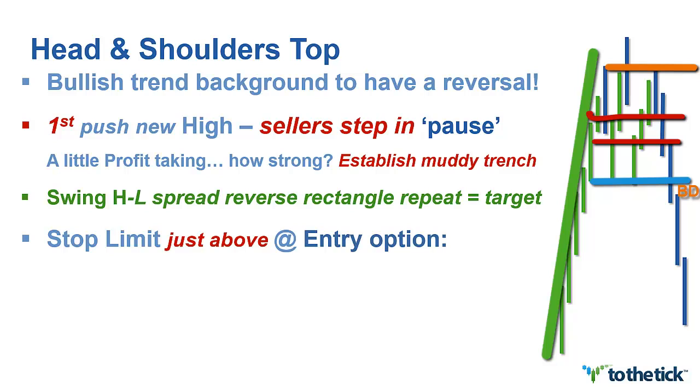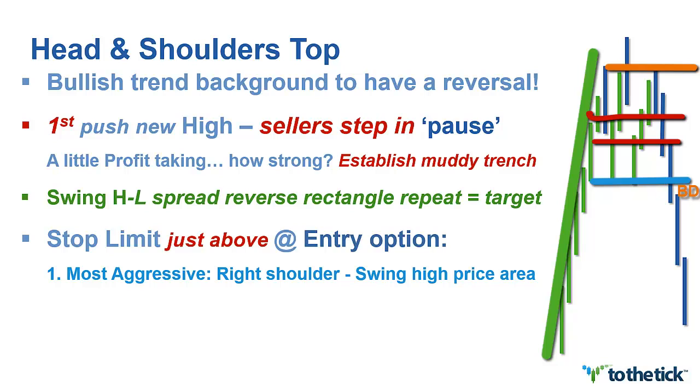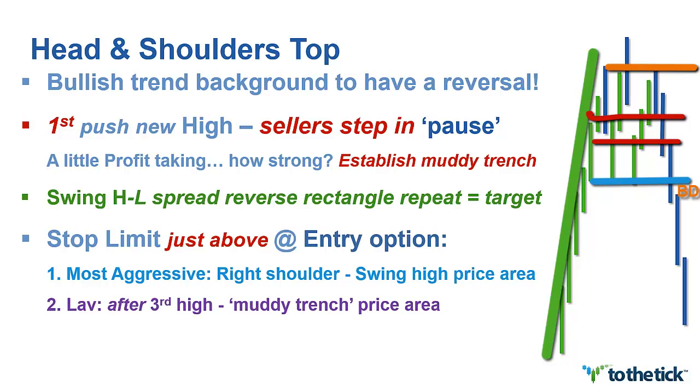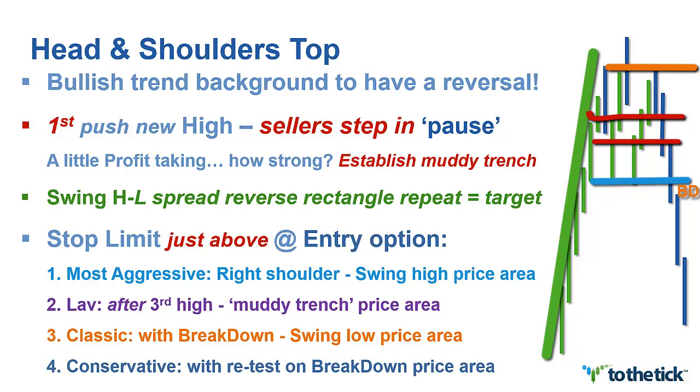That stop limit right above all of these entry options: first and most aggressive is that right shoulder swing high price area. Number 2 is wait for that third high to prove and get them back in the muddy trench, and then let the bears take over. Classic, with the breakdown, wait for that swing low price and actually break through that price. And conservative is to wait for the retest on that breakdown price area. And again, use the box, use the neckline concept. We'll get into some of the nuances in the other video.